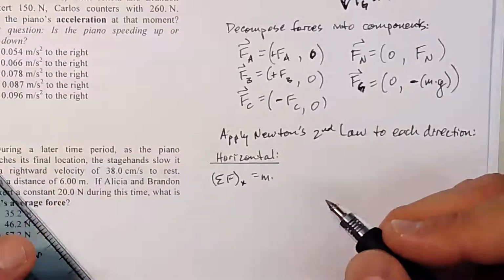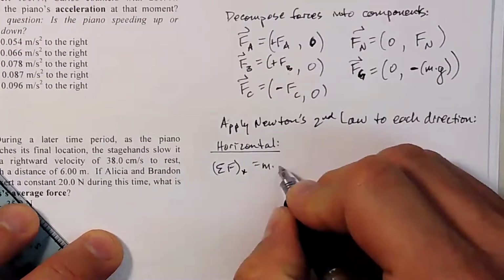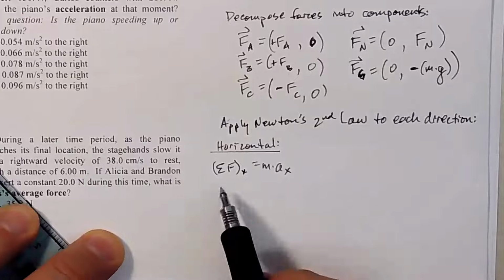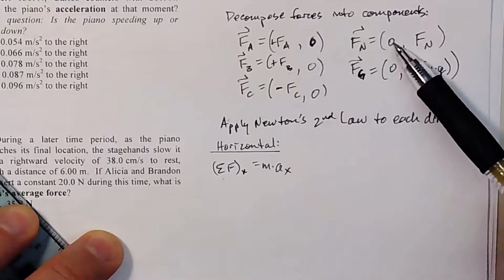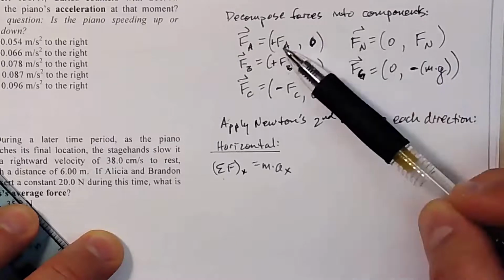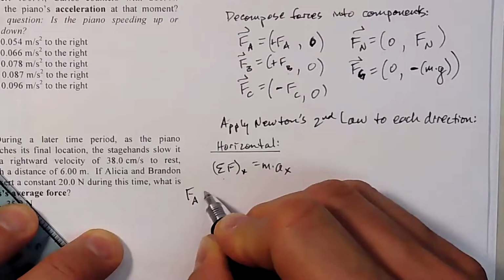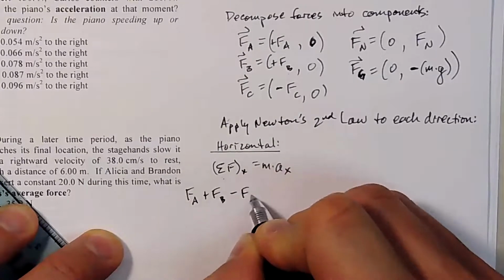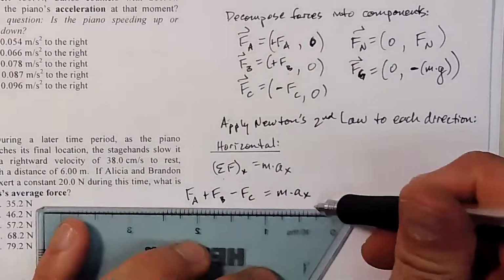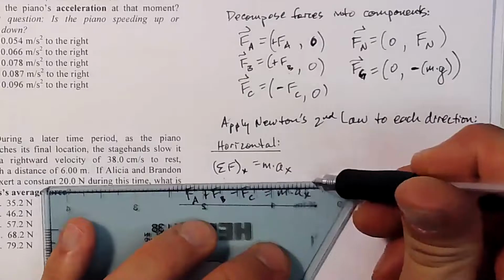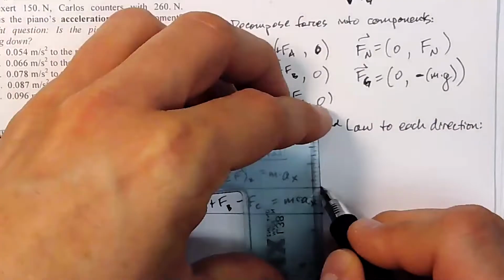I'll zoom in just a little bit here. On the left-hand side, we want the x components of all 5 of these forces. We can see these are 0 over here, and those we're just going to add up. So this becomes the magnitude of FA plus the magnitude of FB minus the magnitude of FC, and that will be equal to the x component of acceleration of the piano times its mass. So that's our horizontal equation.